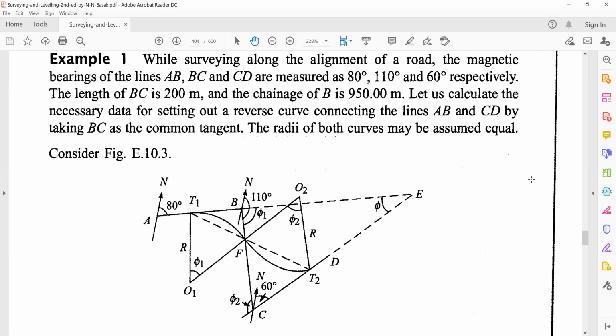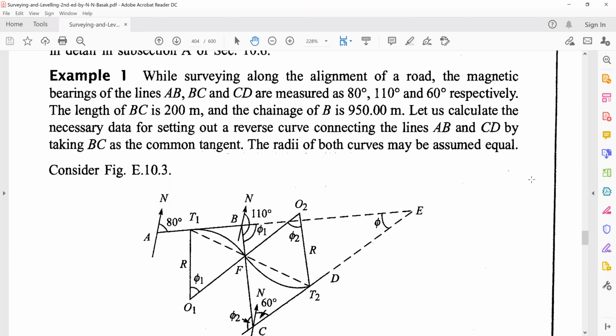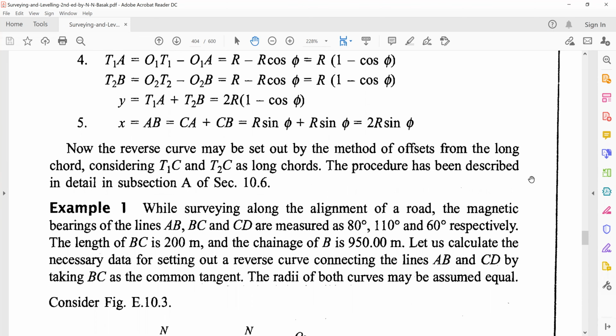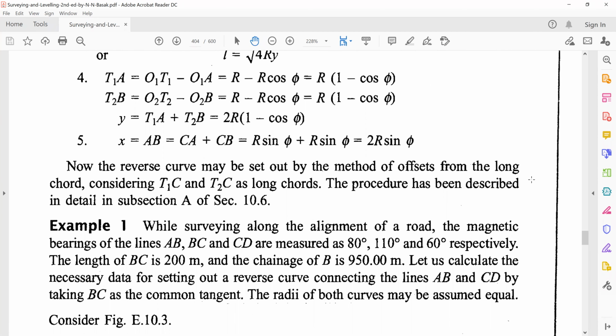Now, like I told you, you could be provided with the figure or you could not. So if you are just given the statement of the problem, you should be able to draw the figure. If you read it, it says over here in the second last line that we want to connect the lines AB and CD by taking BC as the common tangent.